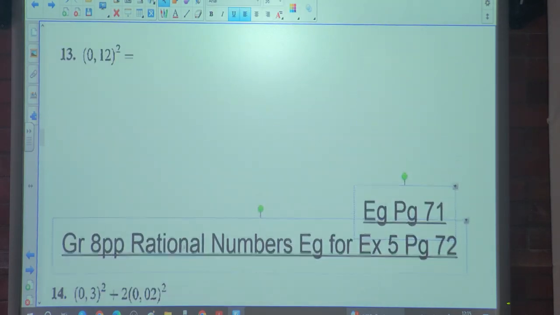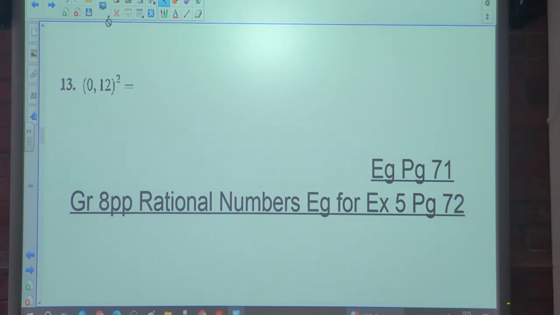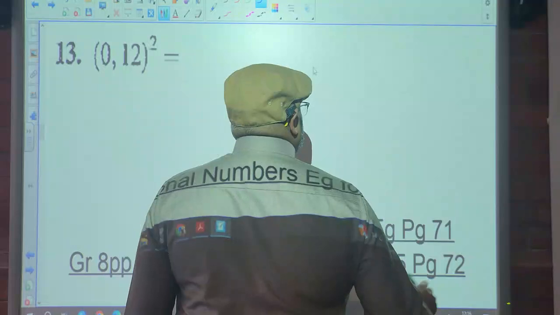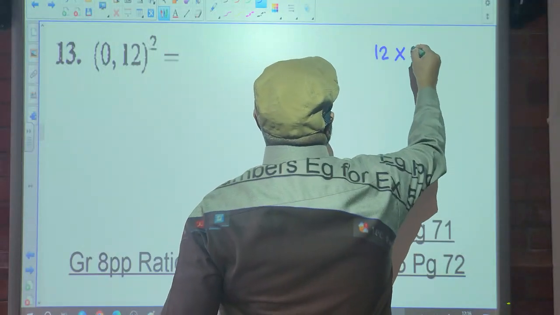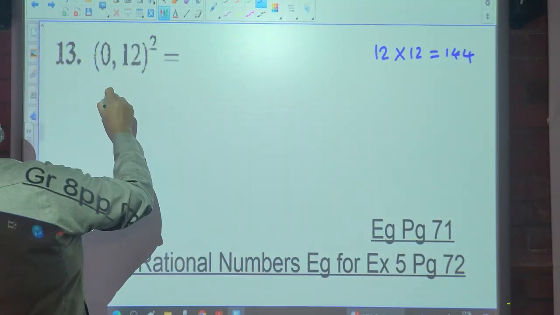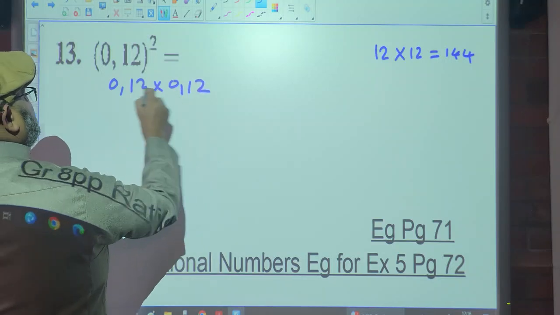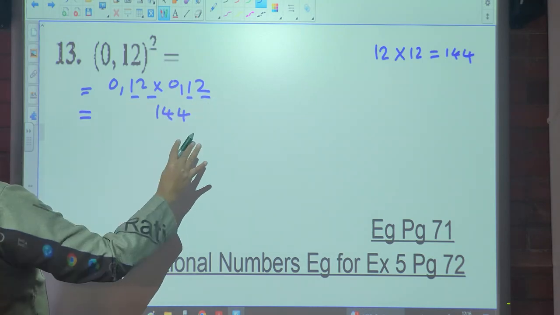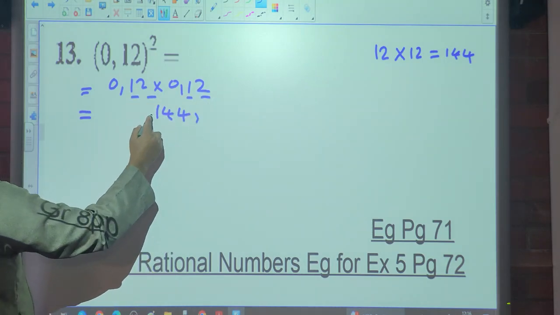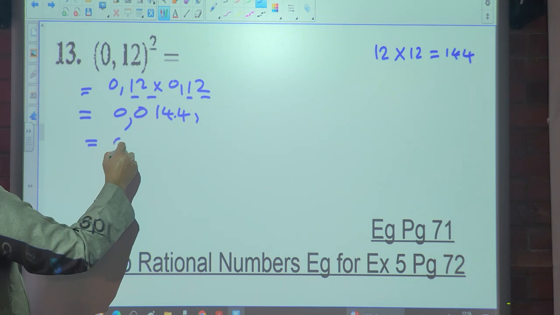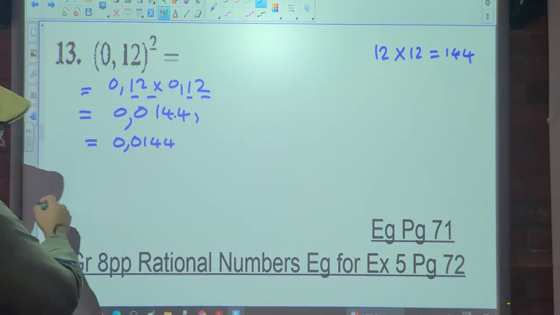Okay, so number 13. So you got 0,12 squared. So as we said, we take the commas out. So it's 12 squared, or 12 times 12, which is 144. So that's going to be 0,12 times 0,12 is 144. So how many digits are after the comma? 4. So I'm going to move it: 1, 2, 3, 4. The answer is 0,0144. Okay.